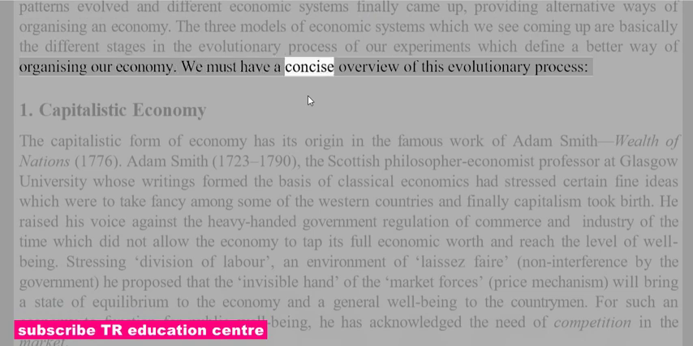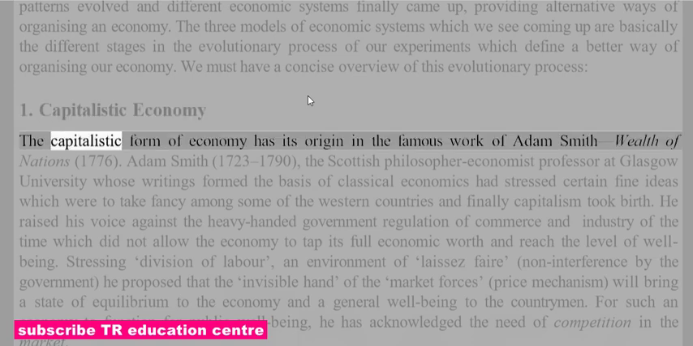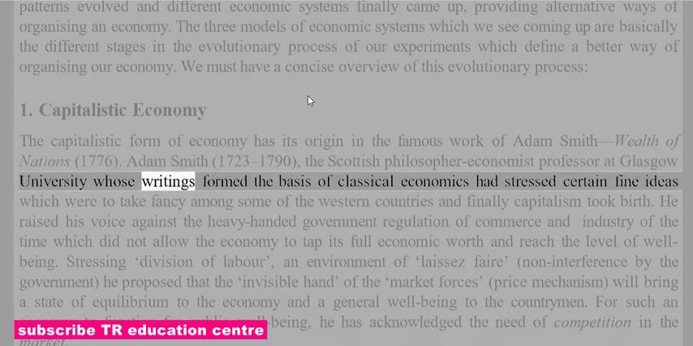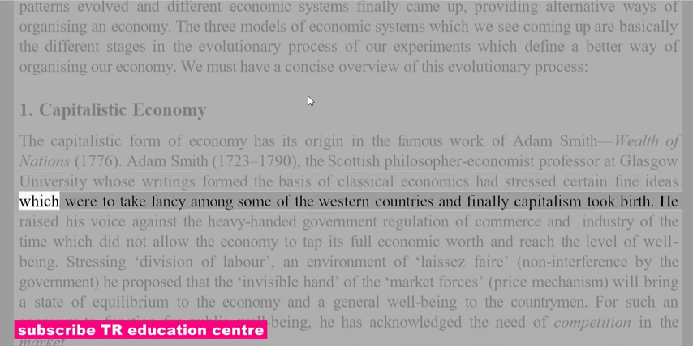We must have a concise overview of this evolutionary process. 1. Capitalistic economy. The capitalistic form of economy has its origin in the famous work of Adam Smith, Wealth of Nations, 1776. Adam Smith, 1723-1790, the Scottish philosopher, economist, professor at Glasgow University, whose writings formed the basis of classical economics, had stressed certain fine ideas which were to take fancy among some of the Western countries, and finally capitalism took birth.